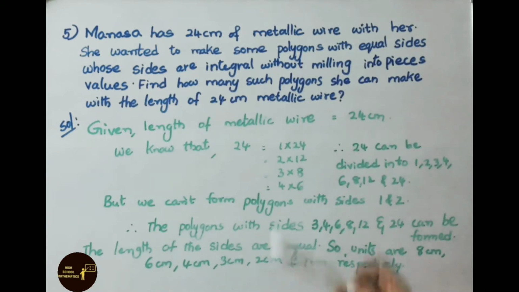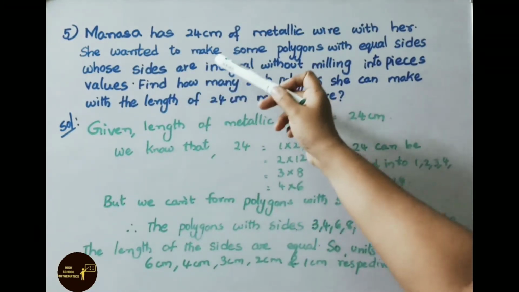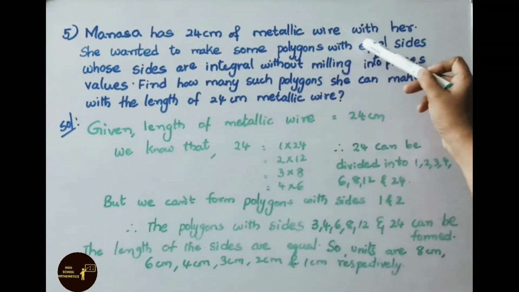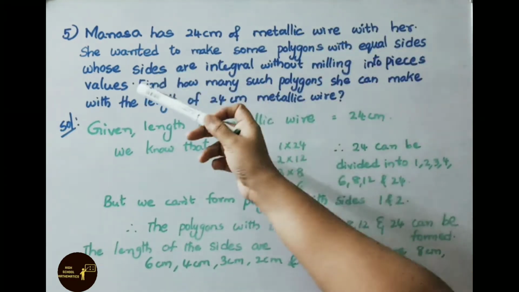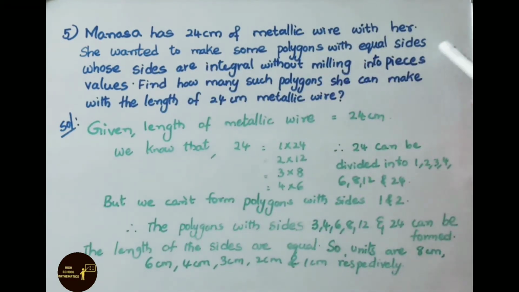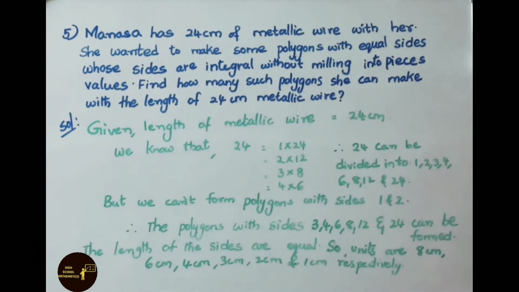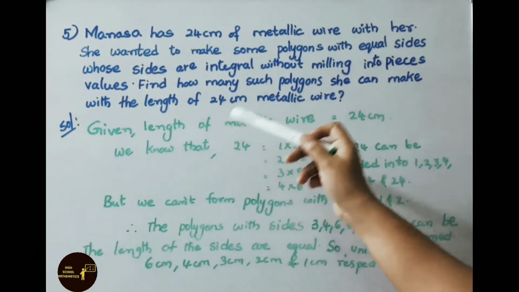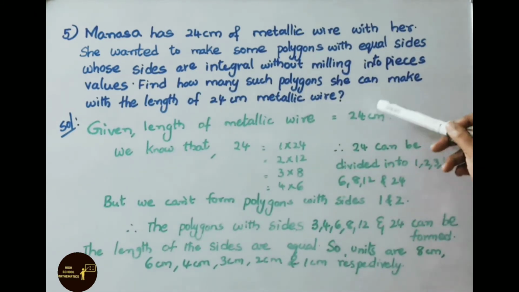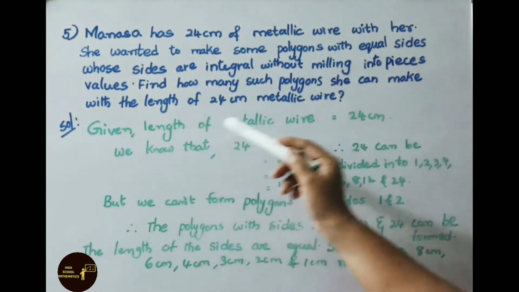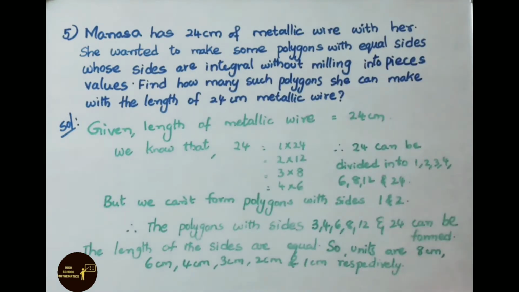See now question number 5. Manasa has 24 centimeters of metallic wire with her. She wanted to make some polygons with equal sides, whose sides are integral values, without cutting into pieces. Find how many such polygons she can make with the length of 24 centimeters metallic wire. Let us see the solution now.